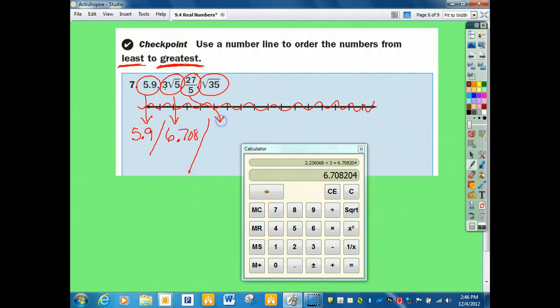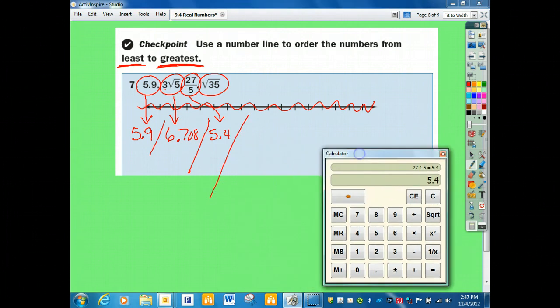All right, now let's do 27 over 5. 27 divided by 5 equals. Is that what you get? 5.4. And the last one, the square root of 35. 5.916.